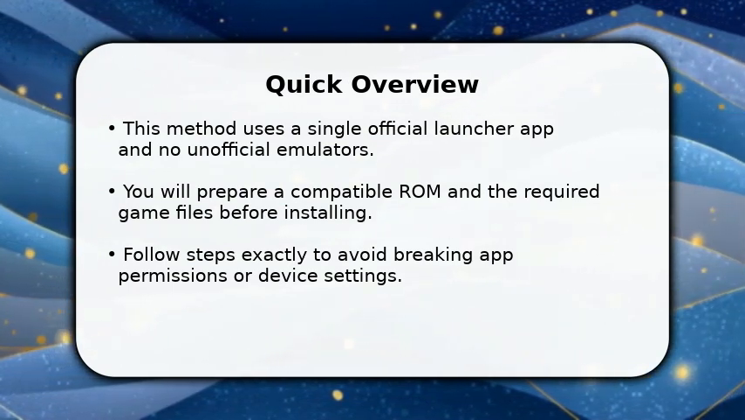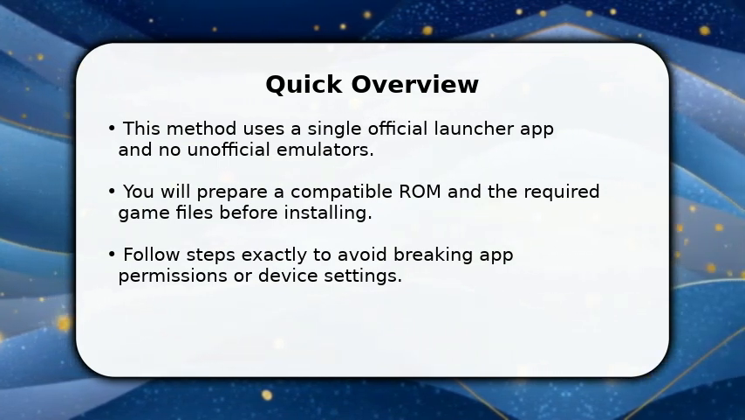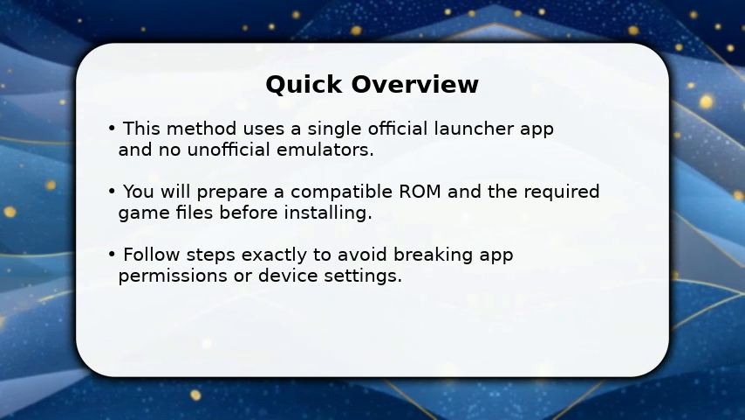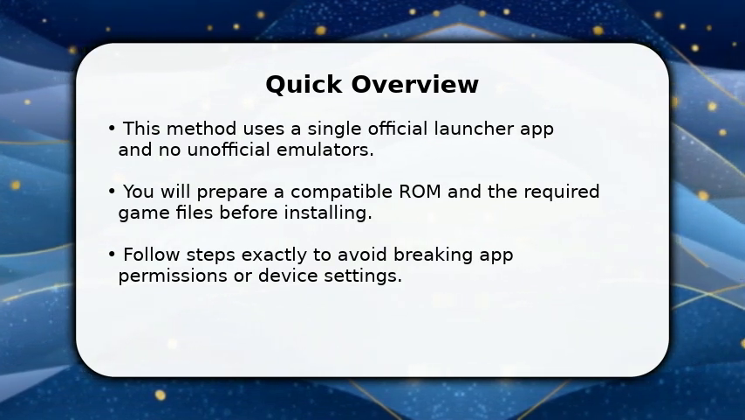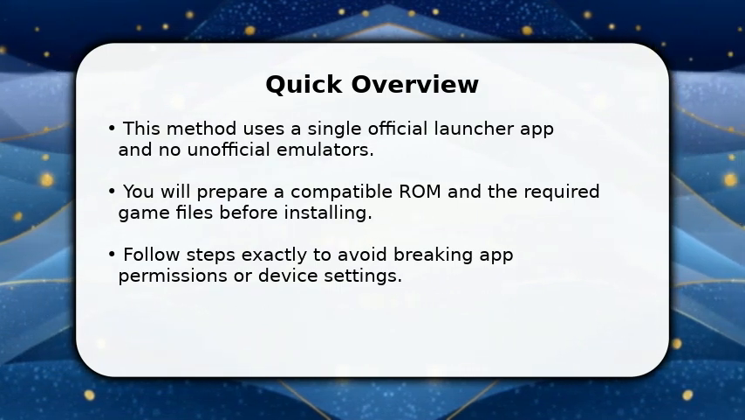First, enable installation from trusted sources in your settings, then move the game files to the designated folder. Next, open the launcher, grant the required permissions, and import the ROM. Finally, customize controls and save your profile.